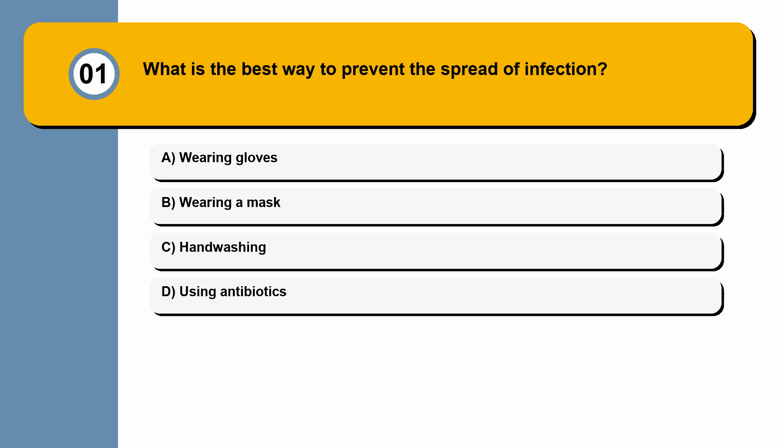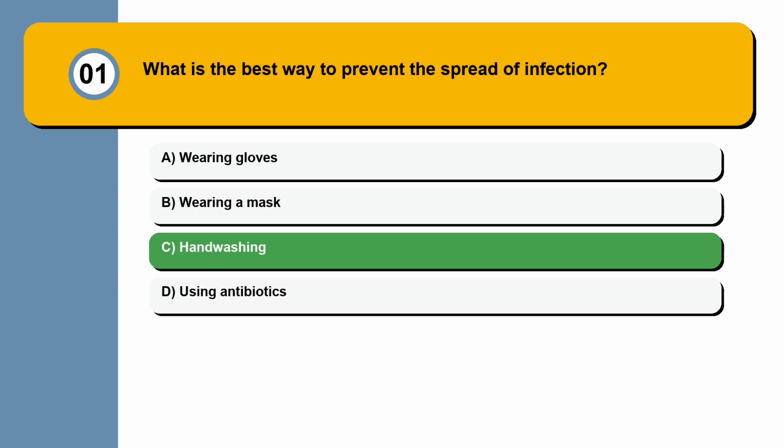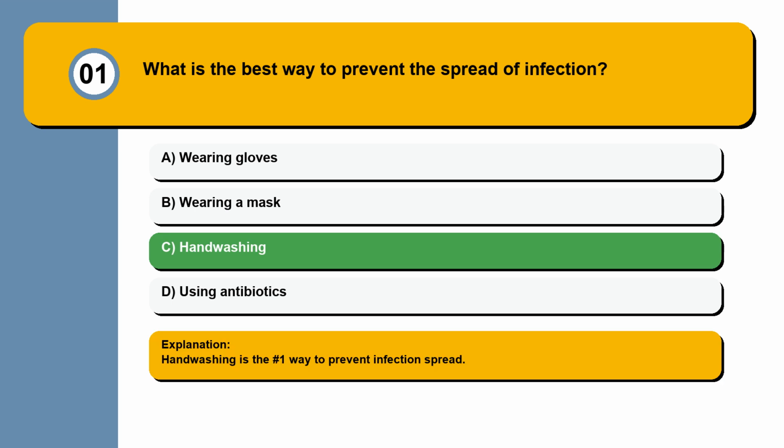Question 1. What is the best way to prevent the spread of infection? Wearing gloves. Wearing a mask. Hand washing. Using antibiotics. Hand washing is the number one way to prevent infection spread.